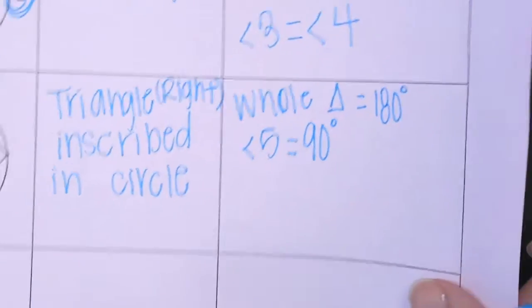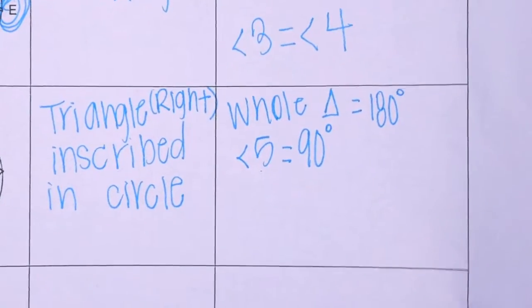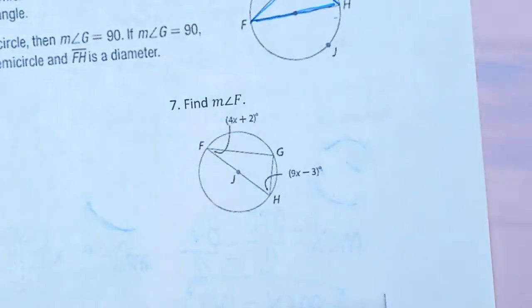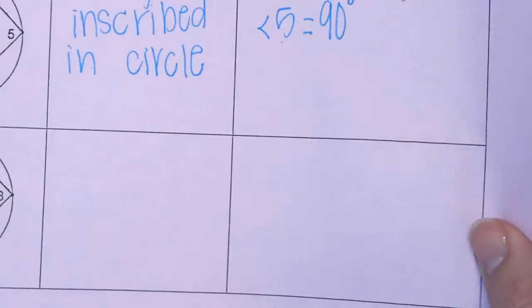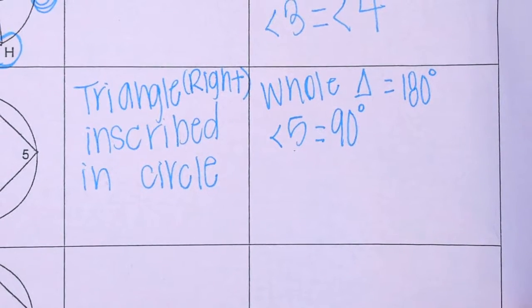Okay, I'm going to try to cut a step off this problem for you. Is everybody done with the pink sheet? Okay, you're not. Sorry. Whole triangle equals 180.